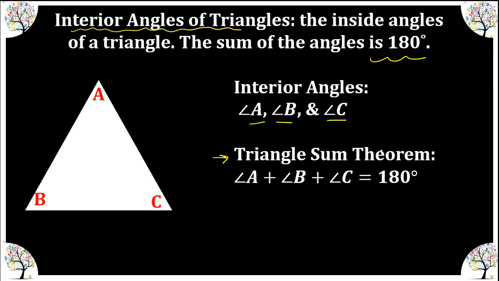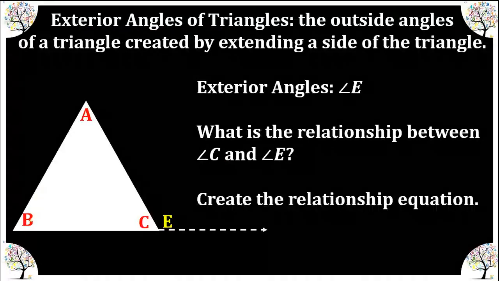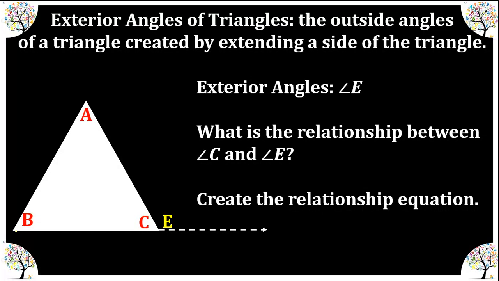The triangle sum theorem is what tells us that. So make sure you write this statement in your notes. Now we're going to extend one of the lines of our triangle. So let's take a look at BC, and you can see that we've extended this line. And once we've extended one side of our triangle, we have created an exterior angle. So the exterior angles of triangles are the outside angles created by extending the side of a triangle. Angle E is considered an exterior angle.